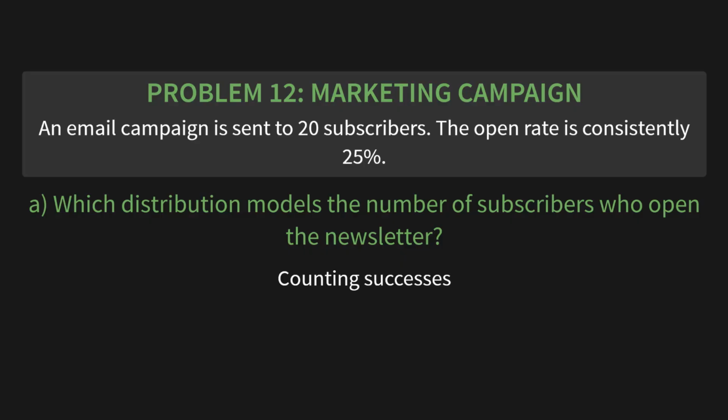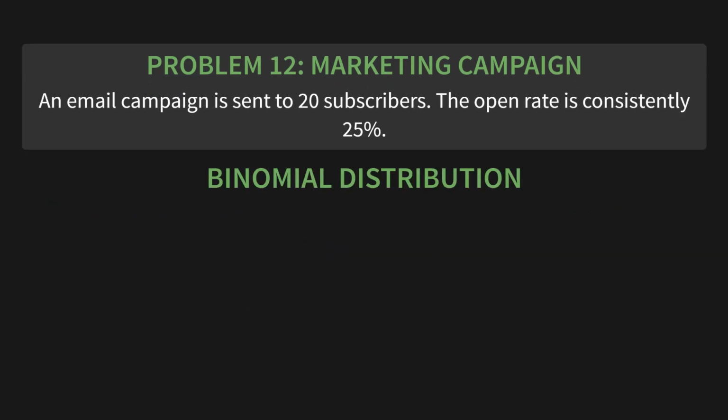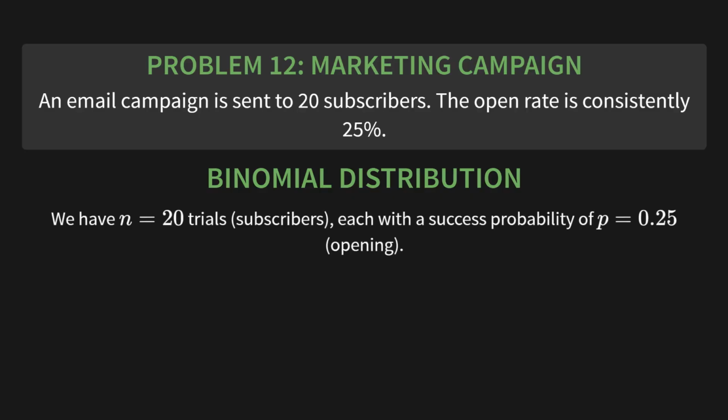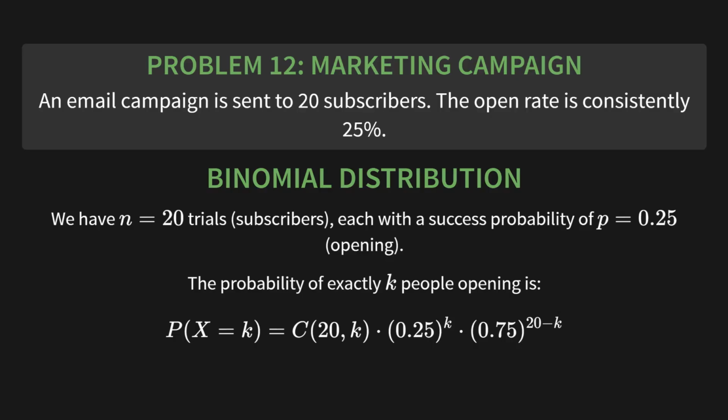We are counting successes in a fixed number of trials. That's right, it's the binomial distribution. It's perfect for this scenario. We have n equals 20 trials, which are our subscribers, and each trial has a success probability, p, of 0.25, which is the chance they open the email. You can see the formula on the screen for the probability of exactly k people opening. It's C(20, k) times 0.25 to the k times 0.75 to the 20 minus k.